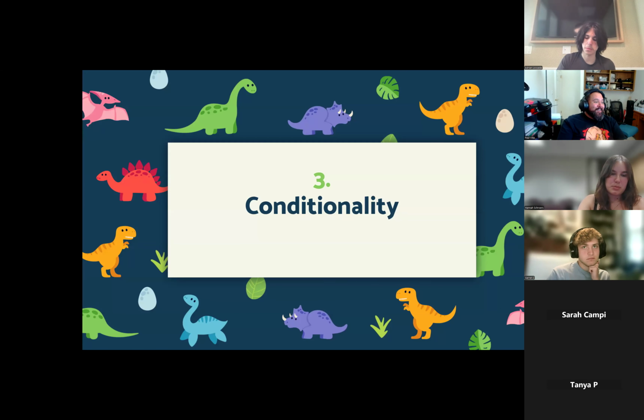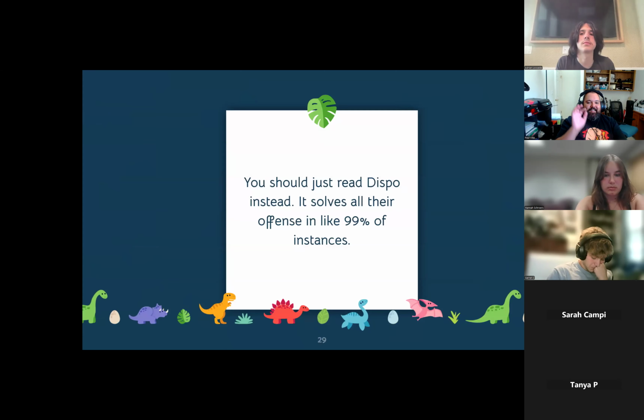We're finally on to condo. Conditionality. It's much shorter and specs even shorter than this. But condo, let's keep it really short. You should just read Dispo instead, okay? It solves all their offense in like 99% of instances, especially in Parley. This might be different in LD.